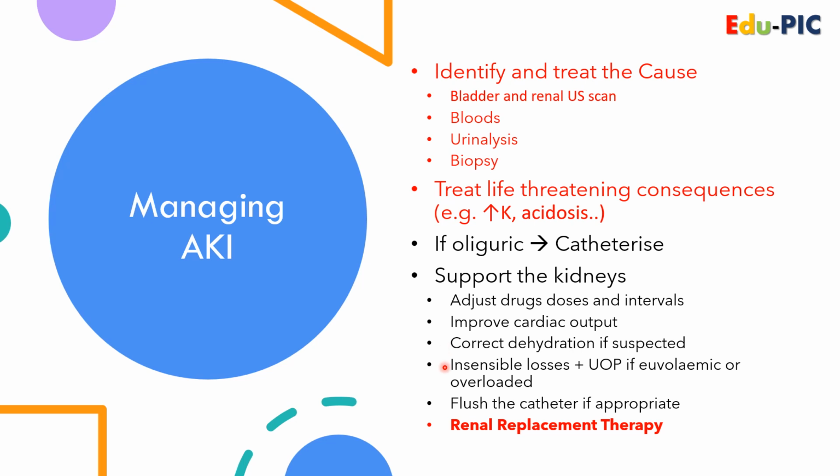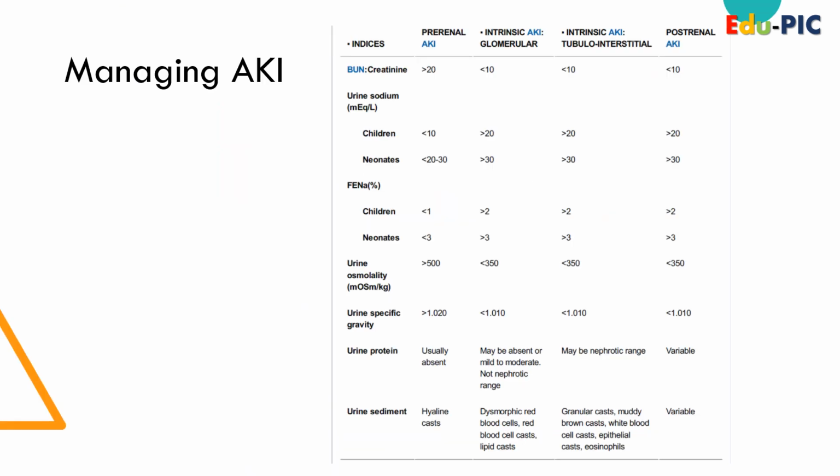Insensible losses would be your go, with just calculating the urine output and replacing it if the patient, from your point of view, looks euvolemic or possibly overloaded. Please flush the catheter if appropriate, because if it's post-renal, then it's quite quickly correctable, and if it's caused by the catheter being blocked, then that's iatrogenic. You don't want that. At the end of the line, you've got renal replacement therapy, which we're going to discuss in a couple of minutes.